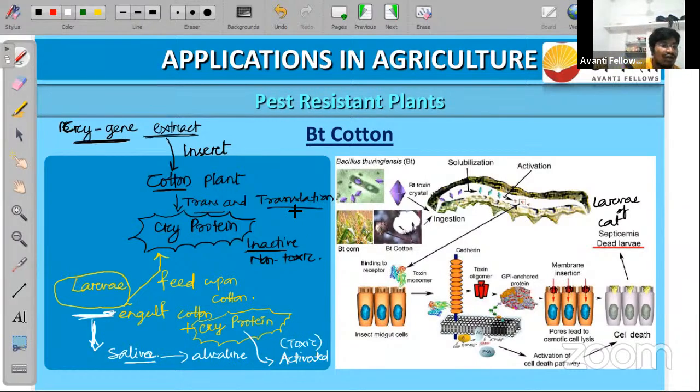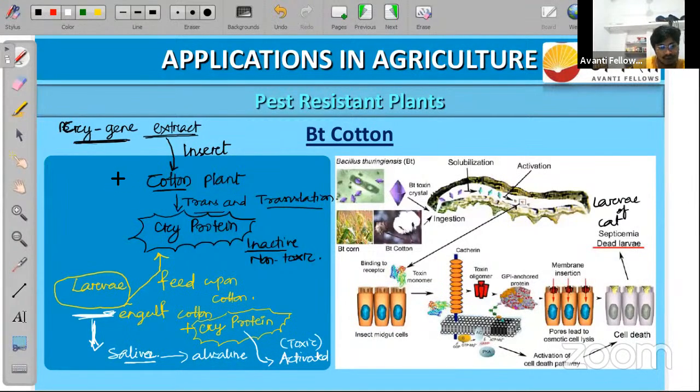Is this clear to everyone, guys? Did everyone understand? Initially the larva was feeding on the cotton plant and nothing was happening to the larva. Later on, what happened? When the larva started feeding, Nandis, I'll come to your doubt, just wait. This larva will feed upon the cotton plant, and the cotton plant is now not a normal cotton plant.